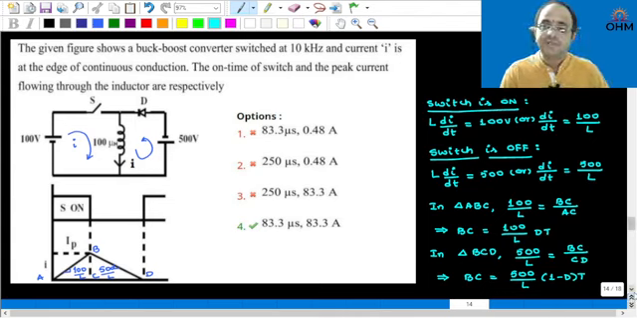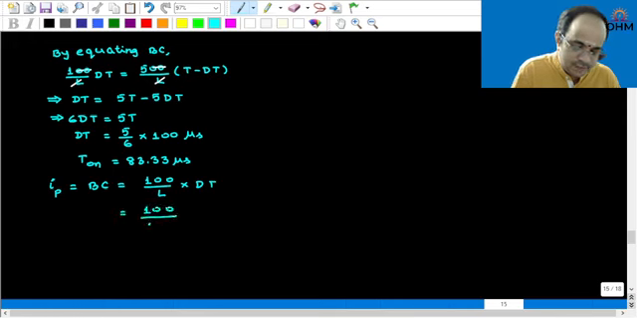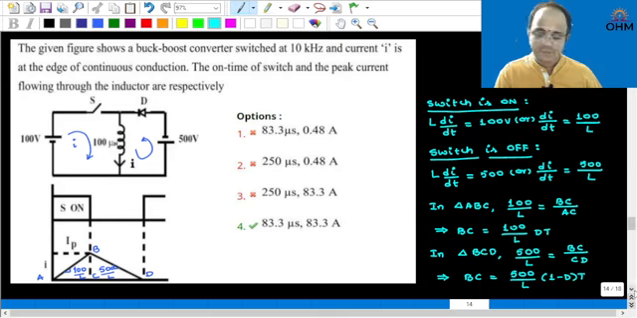Another question is, what is the peak current? Both are given. So peak current is nothing but BC. So BC is equal to 100 by L into dt, where the value of L is 100 microhenry as given, and the dt value we got is 83.33 microsecond. So by simplifying you will get 83.33 amperes, and hence option 4 is the correct answer for the question.